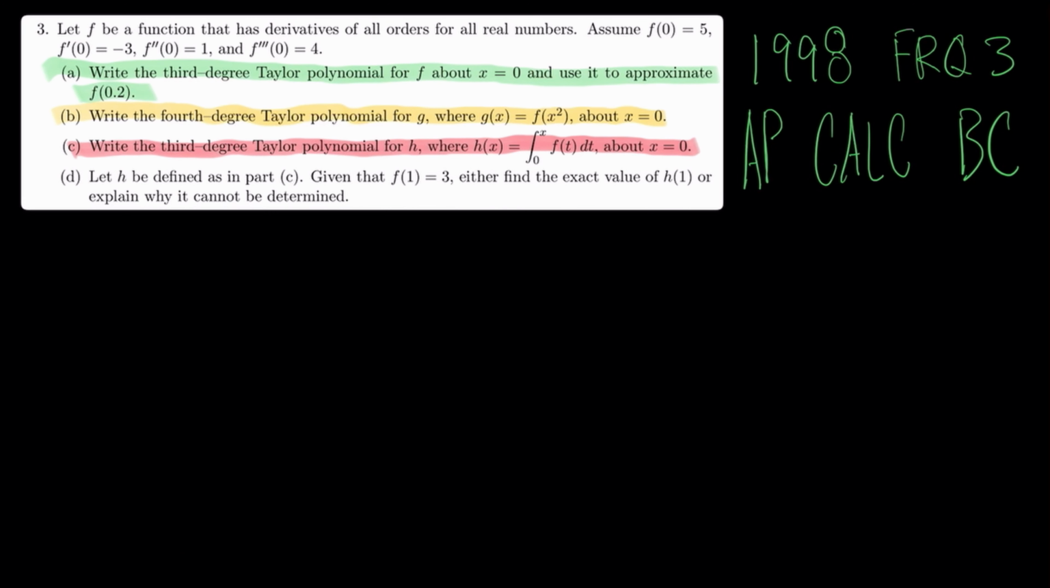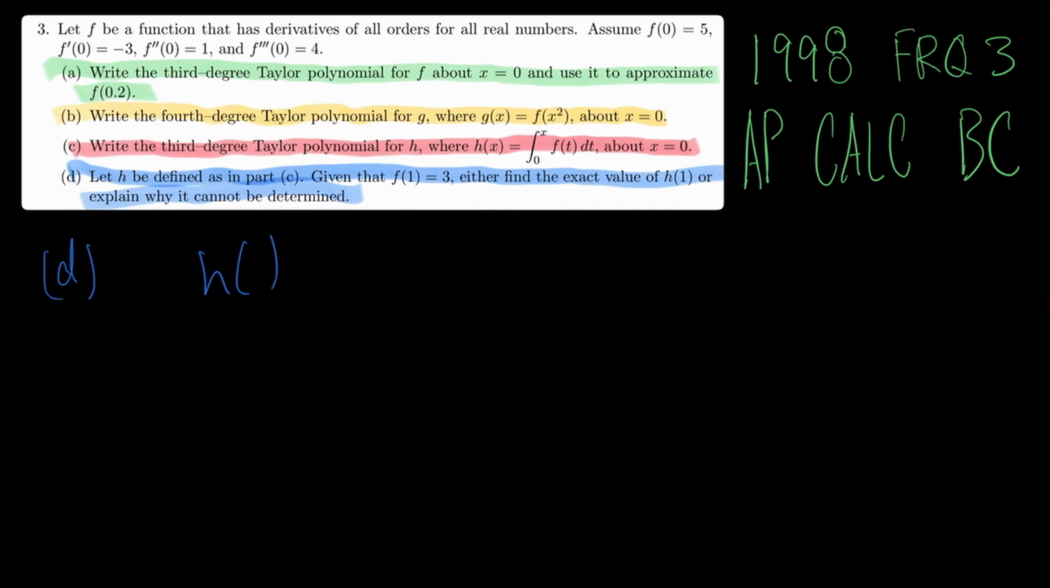Part D. Let h be defined as in part C. Given that f of 1 equals 3, either find the exact value of h of 1 or explain why it cannot be determined. So, by definition, since h of x equals the integral from 0 to x of f of t dt, we know that h of 1 equals the integral from 0 to 1 of f of t dt.